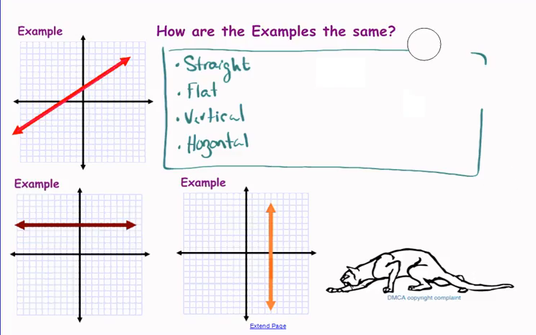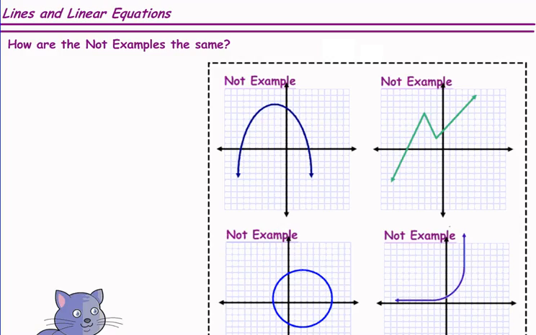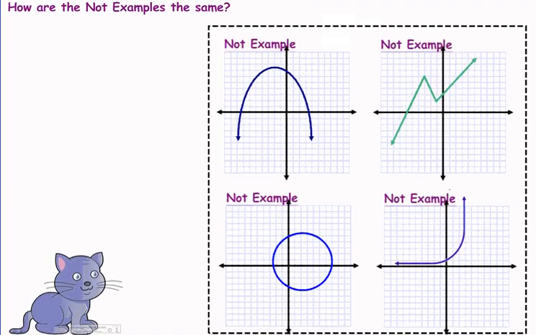Now I want you to look and tell me how you see that they are the same. Now we're going to look at some not linear equations, because it's just as important to know what they're not as what they are. And so here are some not examples. They all either have a curve to them or they have bumps, like this green one here has a bump here and a bump there. It looks sort of like the stock market. It goes up and down and up and down.